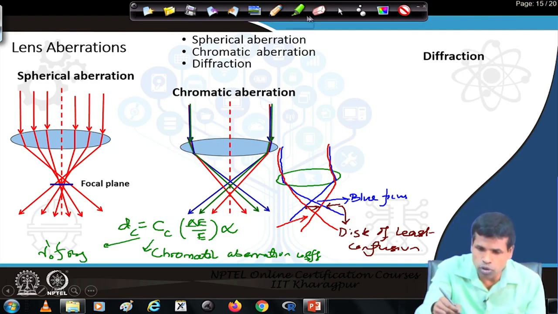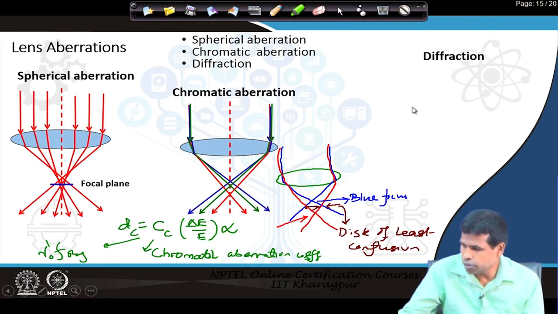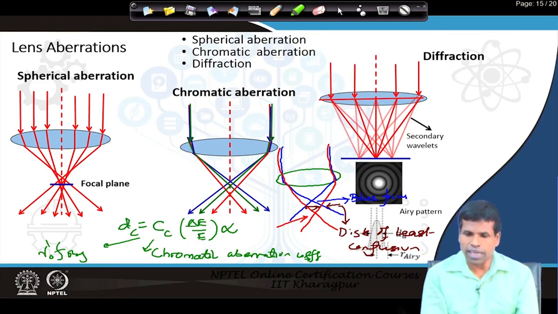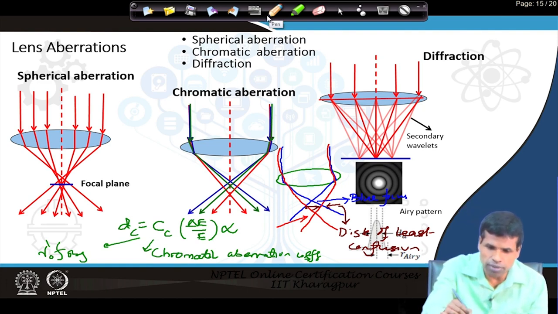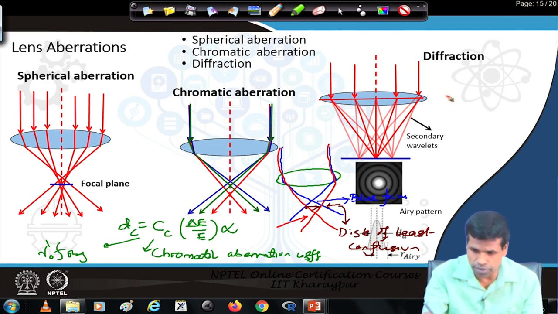Then we will go to diffraction aberration. So, as you see here, light passing through the lens or aperture undergoes diffraction. And this diffraction we have discussed. This is diffraction aberration.